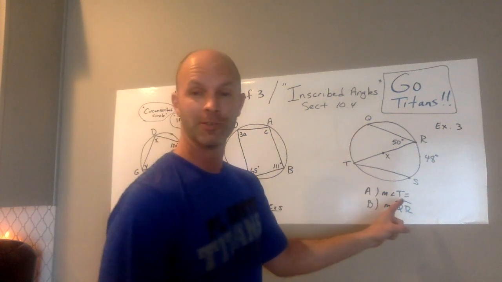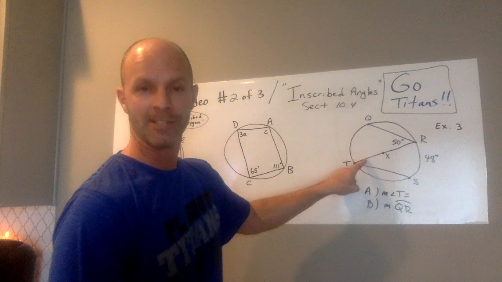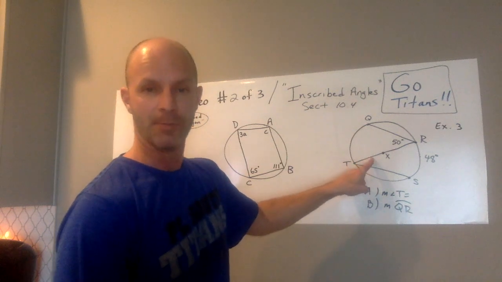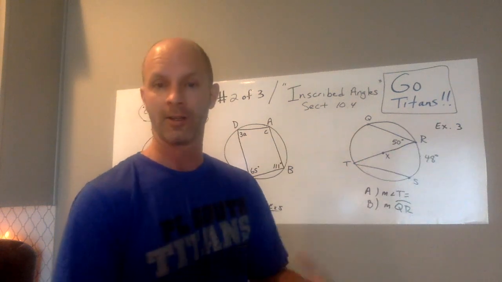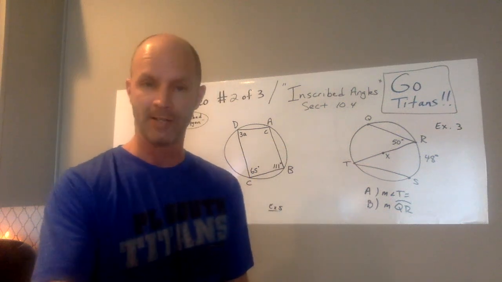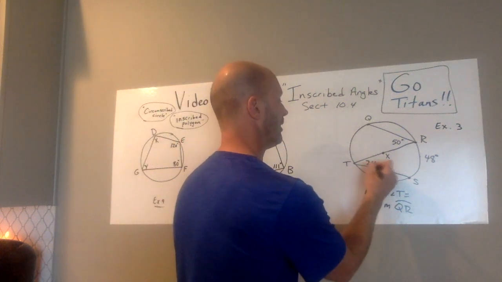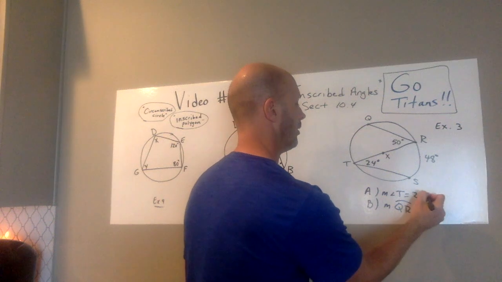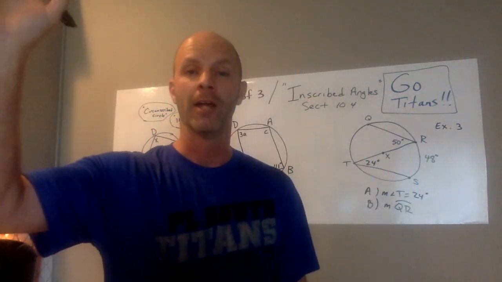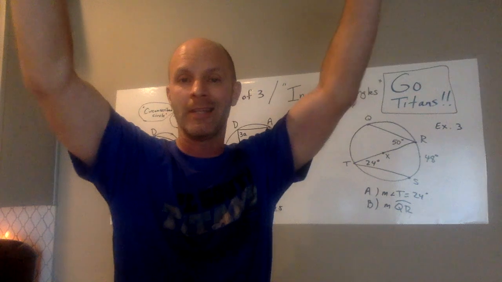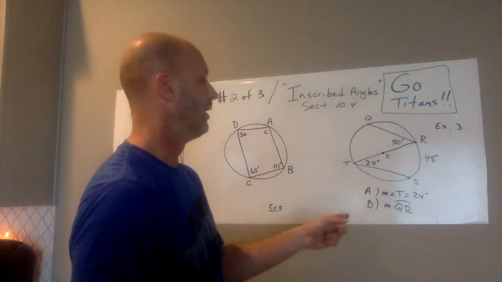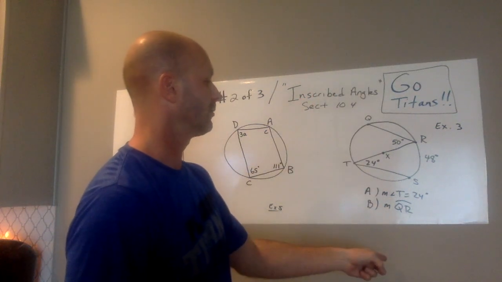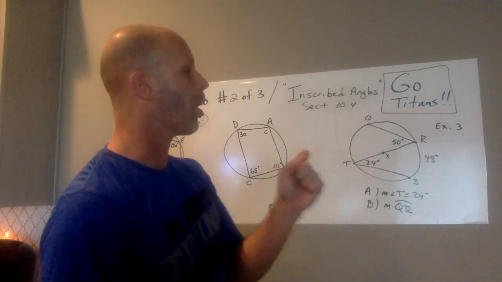First one, angle T. Angle T is an inscribed angle. It's going to be half as big in degrees as the arc that it intercepts, which is 48 degrees. Half of that is 24 degrees. Everybody's hand up, they got it right. Look at all those hands in the air. Yeah, hands up.